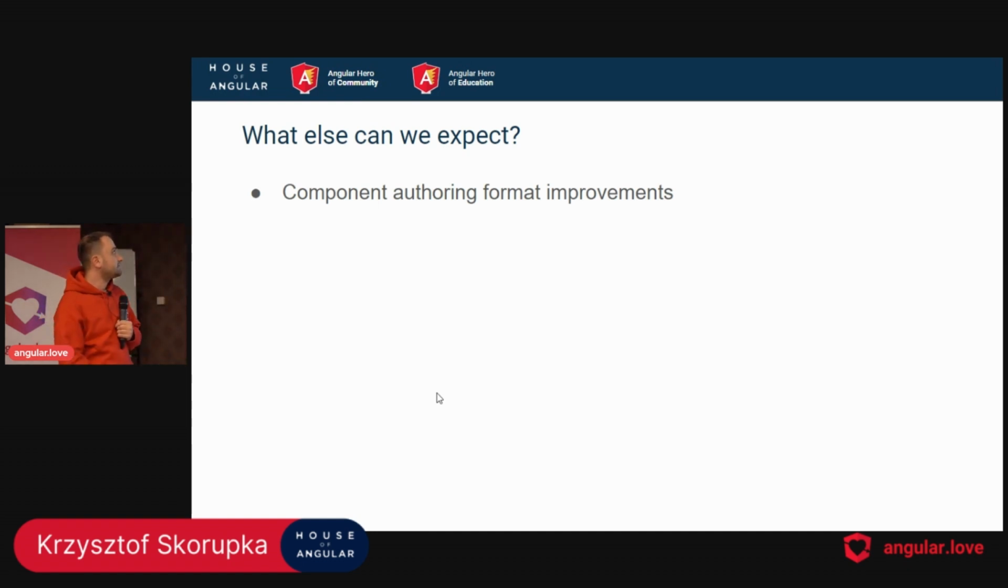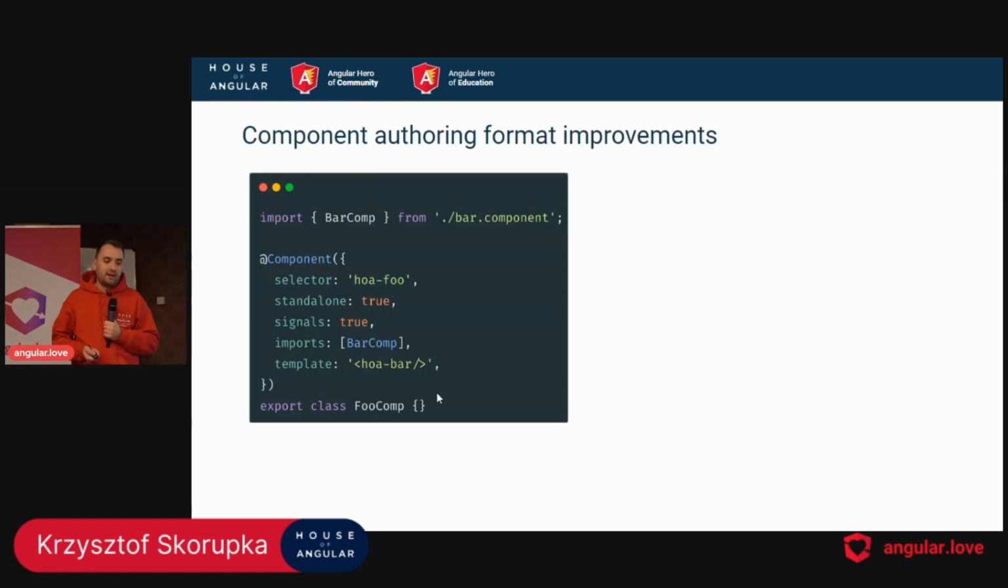The first thing is component authoring format improvements. The basic idea is that right now we have these double imports of the components, the first of which is just the JavaScript or TypeScript import, and then the other one is on the Angular level. So maybe we don't need the one on the Angular level and can use the lexical scope of JS instead. Then maybe the selectors will not be needed, yeah?